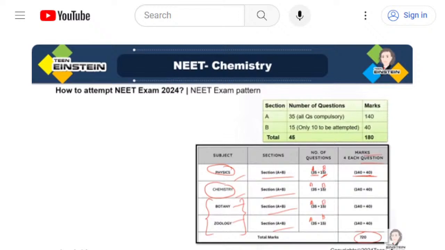Now section A, as I have mentioned, has all 35 questions compulsory, so 35 into 4 is 140. And section B contains 15 questions, but you just have to answer 10. Only 10 are to be attempted by you. So it will again be 4 into 10, which is 40, and 180 marks for each subject.